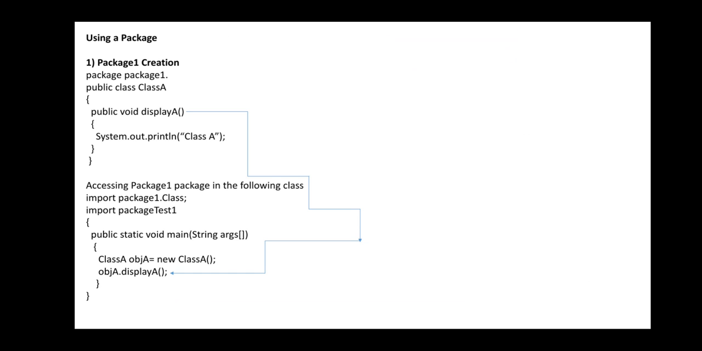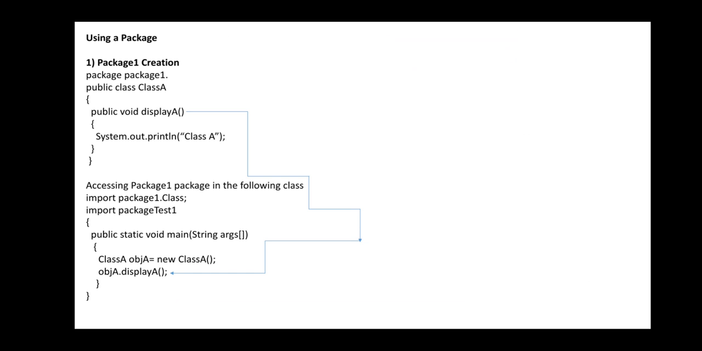Now you have created a package called package1. Public class A; I already said public is defined. Package, if you are defining it, should be written in lowercase at the beginning of your program, and classes defined within the packages should be defined as public. Then you have public void display, System.out.println class A, which you defined.